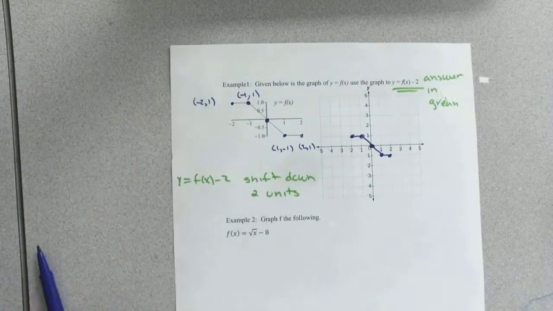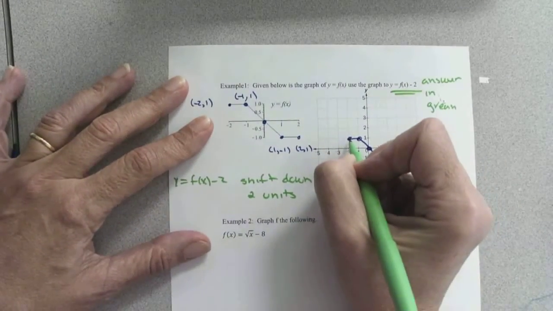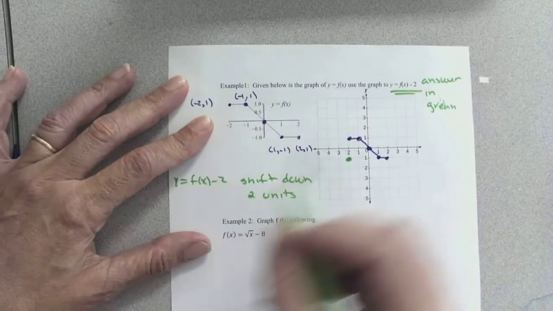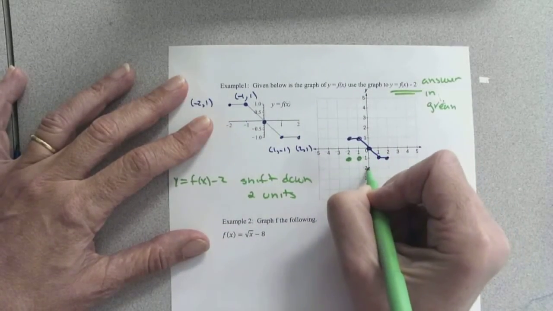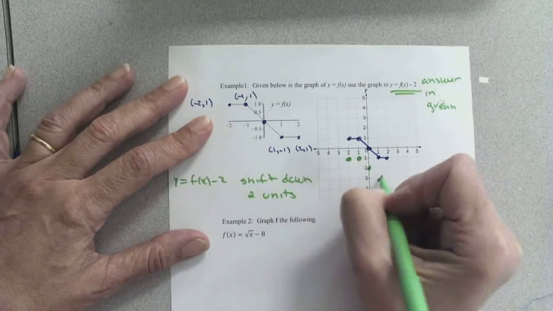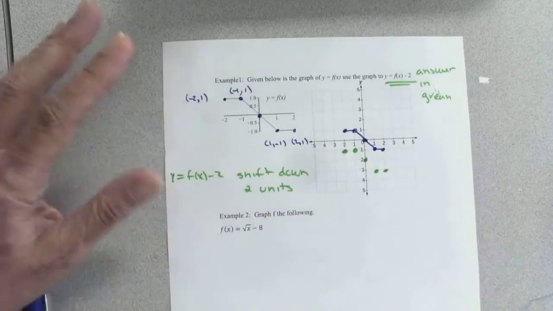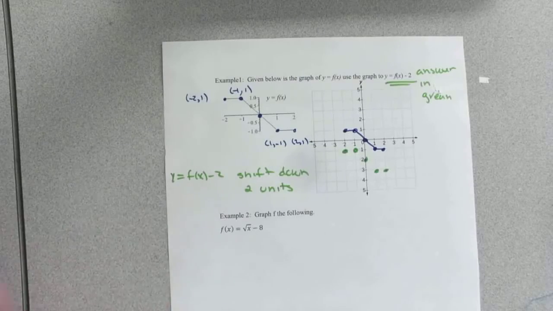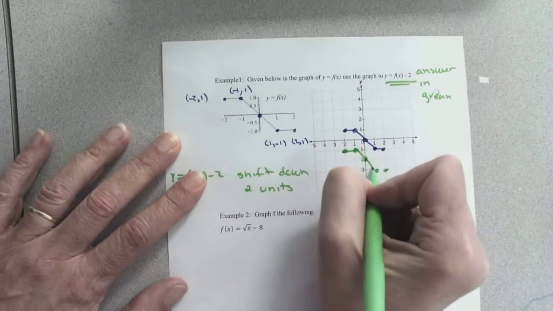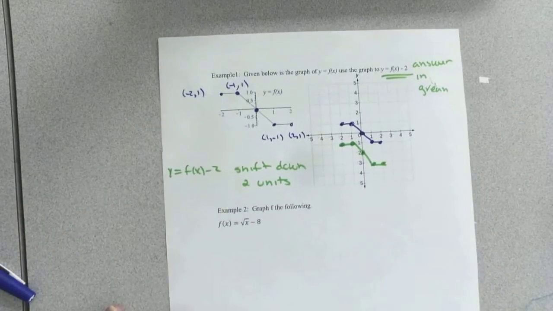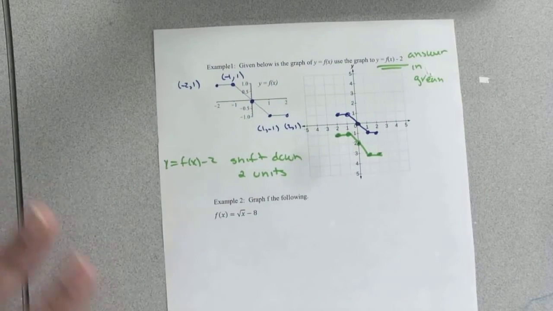I just took my original graph, and I'm just going to shift these points down 2 units. So 1, 2. There's that point. 1, 2. Shift it down. 1, 2. Shift it down. 1, 2. Shift it down. 1, 2. Shift it down. Then I took each one of the points from the original graph, shifted them all down 2, and there's my answer.